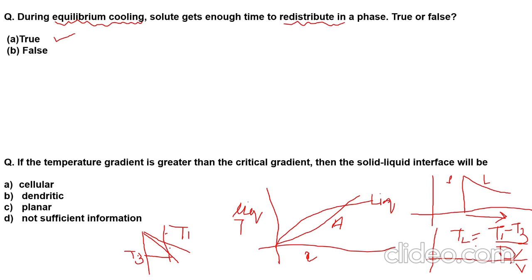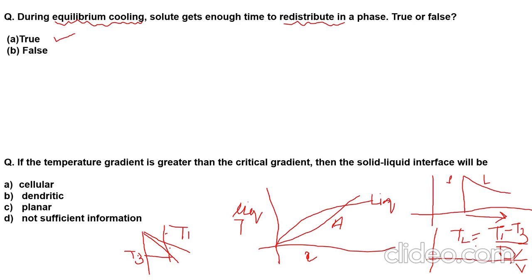So that is what is said: if the temperature gradient is greater than the critical gradient, then you have a planar front. But if it is otherwise, then you will have a dendritic structure because you will have supercooling in the system. This is covered in your lecture. You can refer to case 3 of the cooling methods, where we have solute being rejected from the liquid.